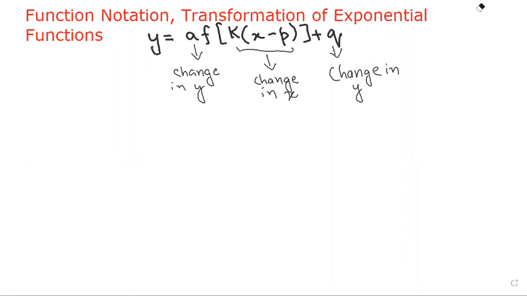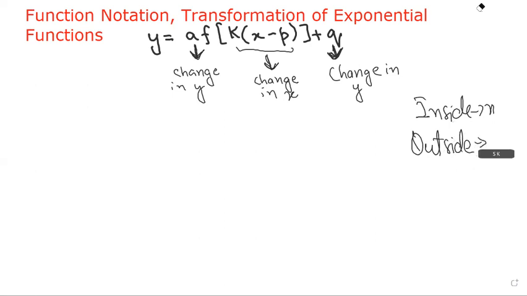The variables which are outside the bracket, we call it change in y. We have a, you can say that it's a change in y, as well as q, it's also change in y. While the variable which is inside the bracket, for instance x minus p in this case, because it's a general term, we call it change in x. So keep this in your mind that inside means change in x, while the outside means change in y. That will help you to solve the further questions in functions as well as in exponential functions.